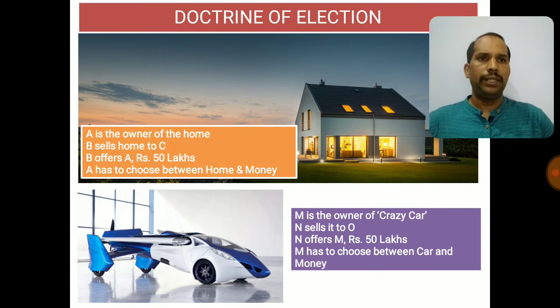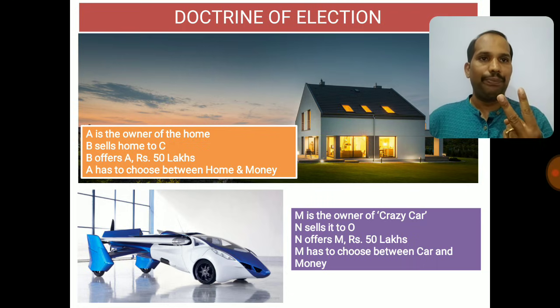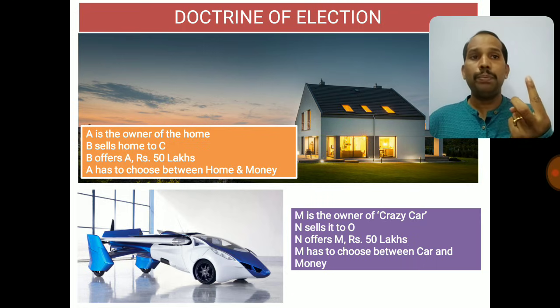First, immovable property. Imagine you have a home and one of your friends sells that home to another guy and comes back and gives you 50 lakh rupees saying, I have sold your home. Now what can you do? You have two choices. One, you can take that 50 lakh rupees and say thanks for selling my home, I needed this money. Or you can say, I want my home, I don't want to sell it to anyone. These are the two options you have when it comes to immovable property.